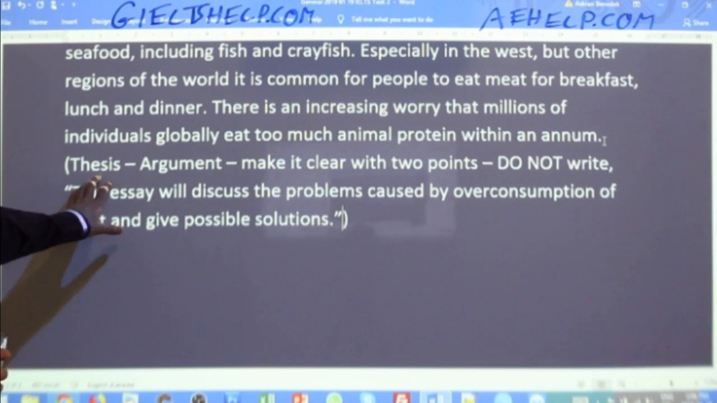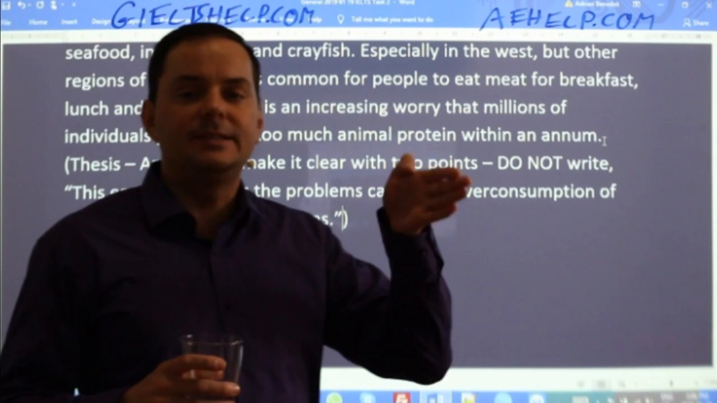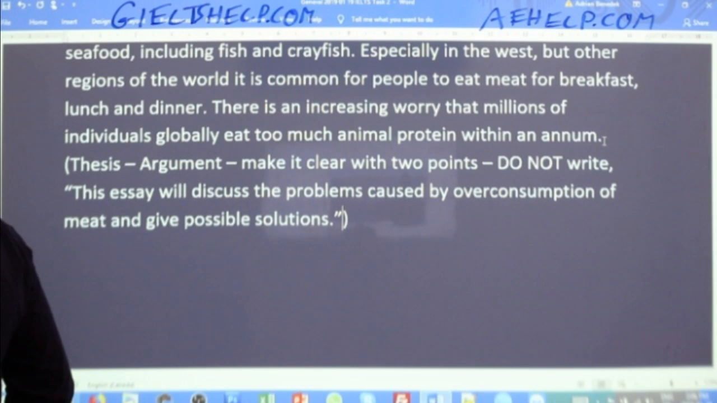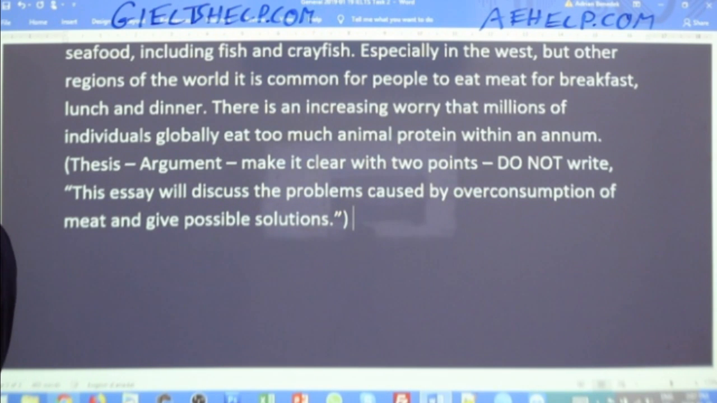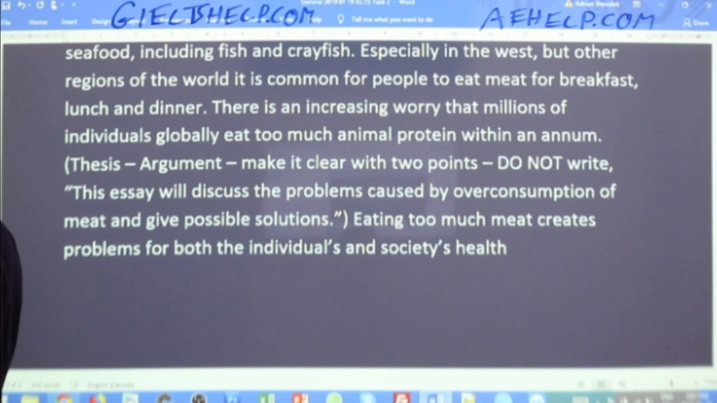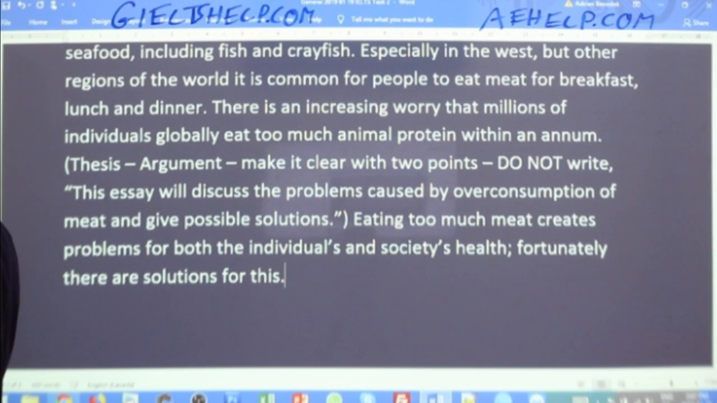So your thesis should be a direct thesis, okay? It should directly tell your reader the problems and the solutions, okay? So here is an example of a good thesis statement, okay? So, eating too much meat creates problems for both the individual and society's health. Fortunately, there are solutions for this, okay?